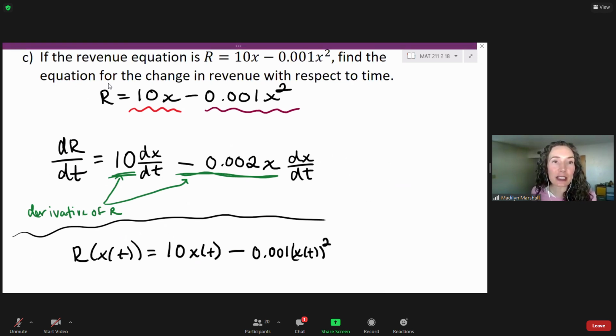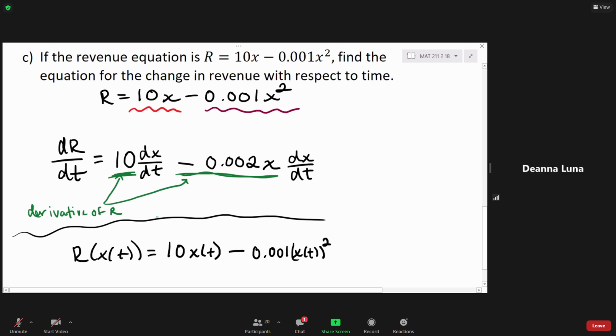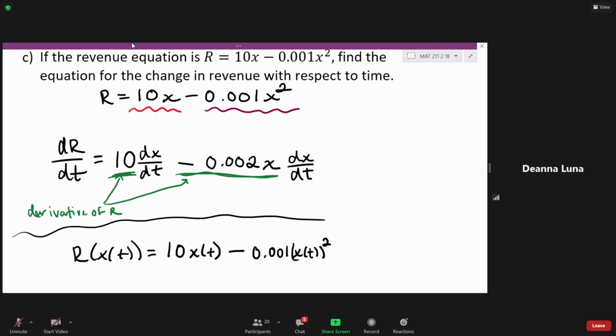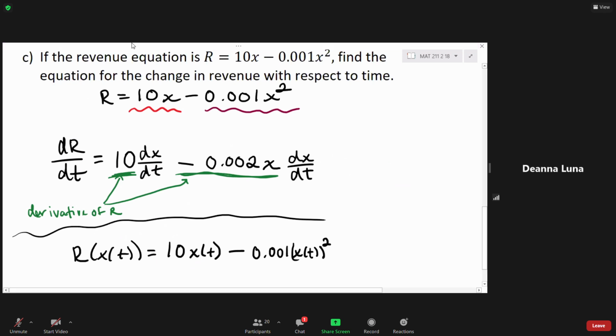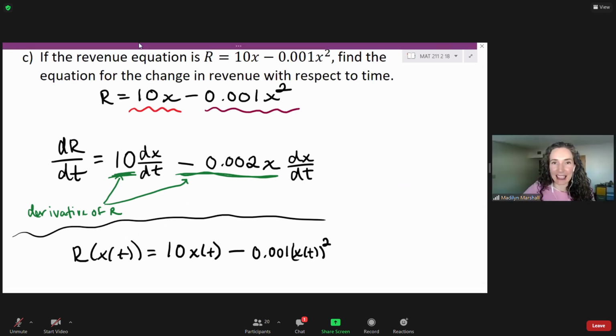So when we do the derivative of 10x, we get the 10, but then we have to multiply by the derivative of x of t, which is dx dt. So will the derivative of x of t always be dx over dt? Always, yes, exactly. That's why this is the chain rule in action, but it's different because we're never going to know what the function x actually is. So our derivative of x will always just be dx dt.